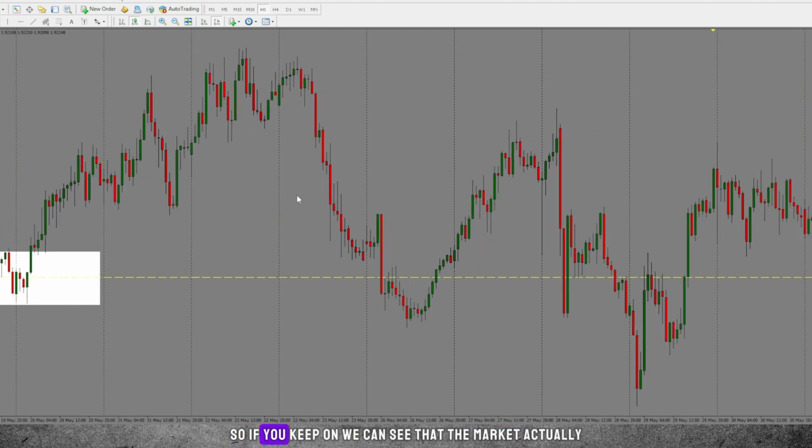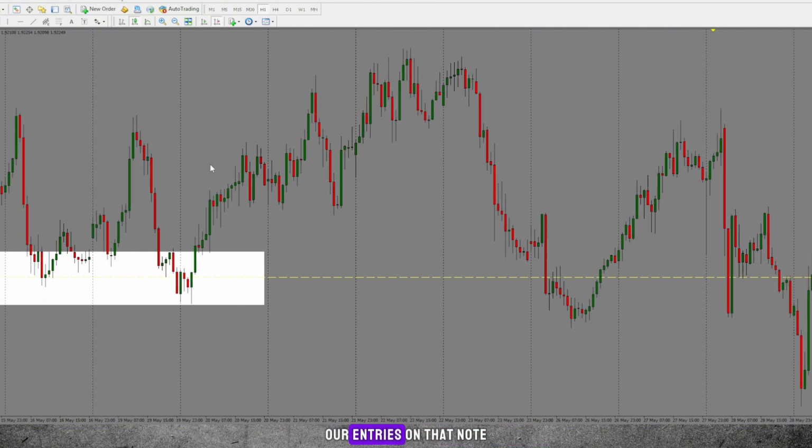So if we keep on, we can see that the market actually repeats the same thing over and over again, and by repetition, that is where we get our entries.